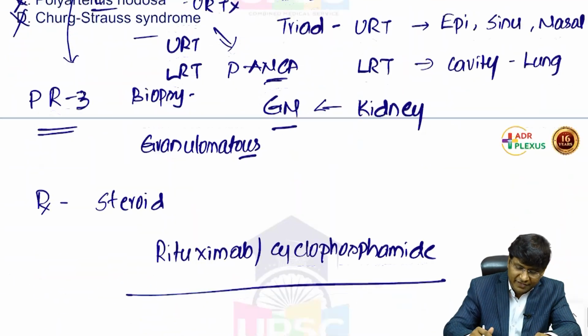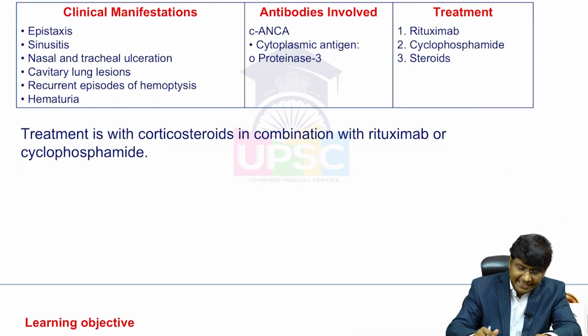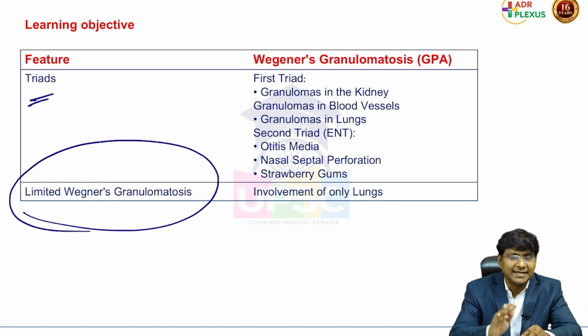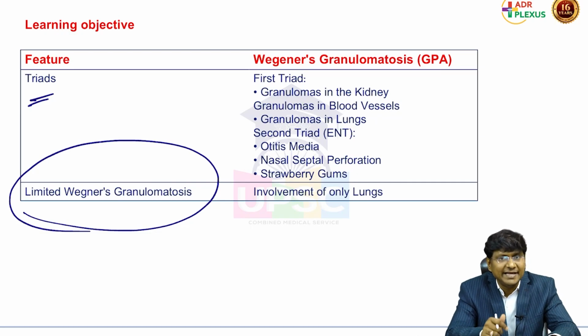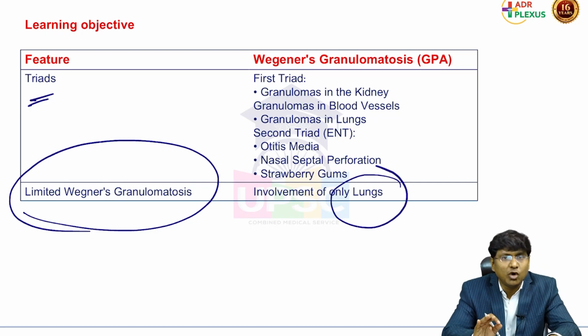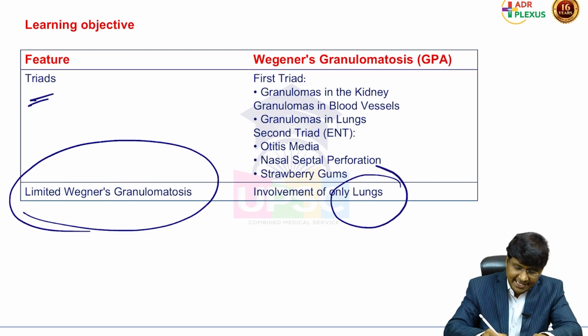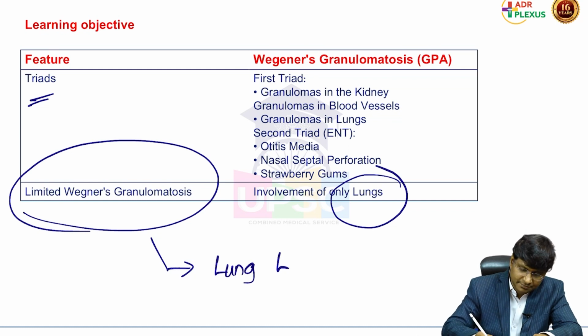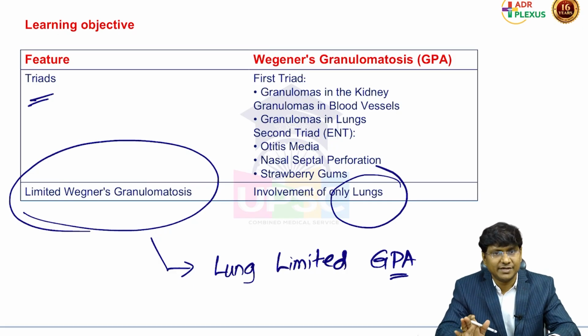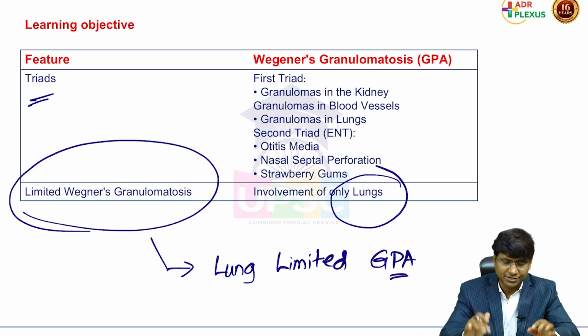And we have one more form of Wegener's, that is limited Wegener's granulomatosis. What do you mean by the word limited? Actually, you have a triad in Wegener's, that is upper respiratory, lower respiratory and the kidney involvement. But limited Wegener's granulomatosis is that where you have the involvement of lungs only, and this we call it as lung limited granulomatosis with polyangiitis. That is what is your limited Wegener's granulomatosis. So this finishes about your Wegener's.